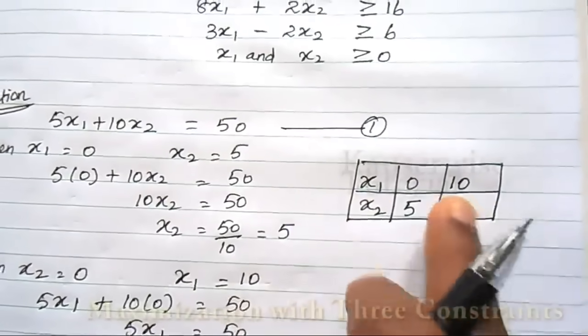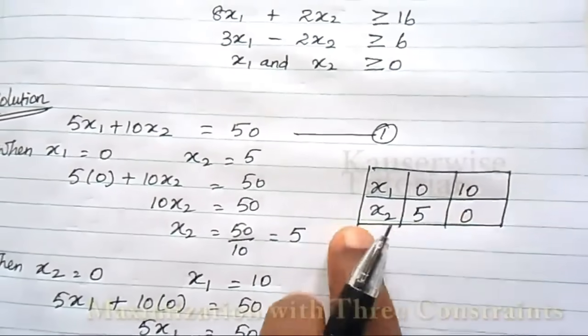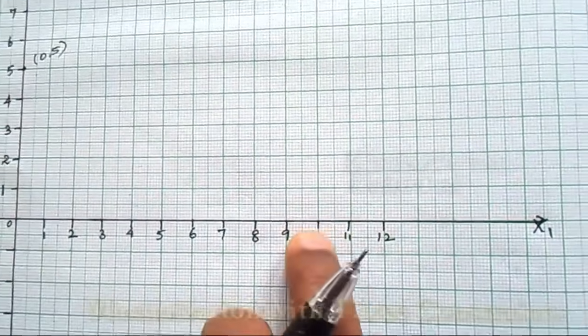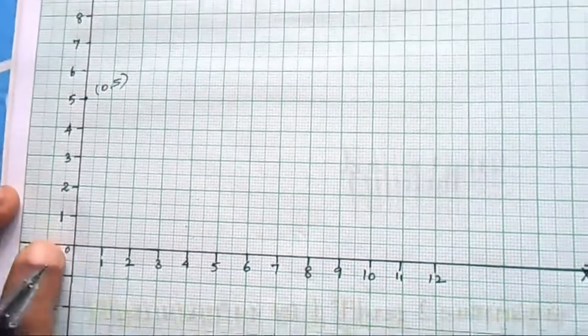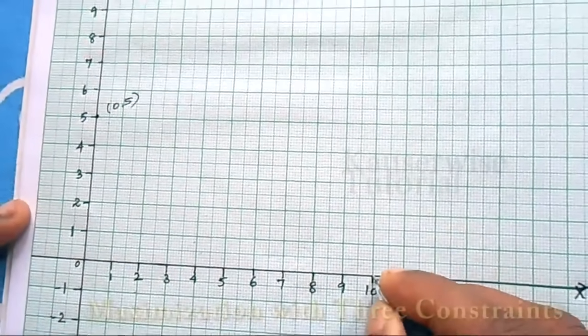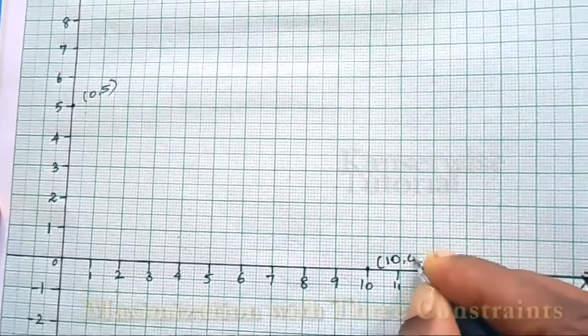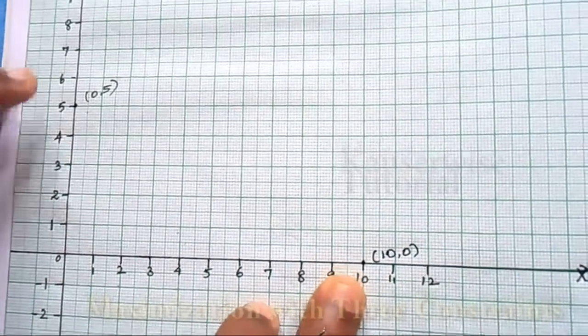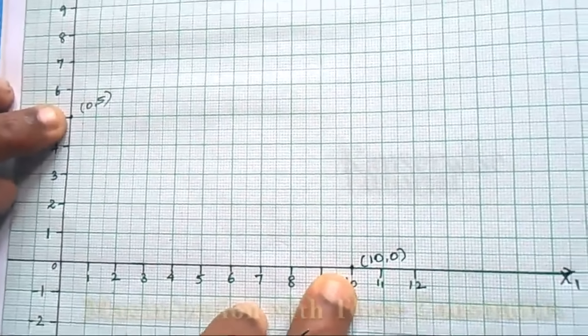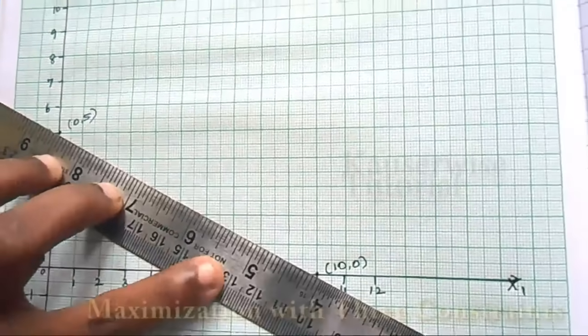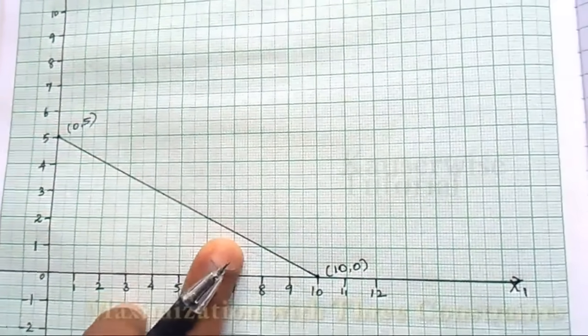See the second point: x1 is 10, x2 is 0. So this is the point. We have got 2 points, and with these you can draw a line. Join the 2 points. This line represents the first constraint.